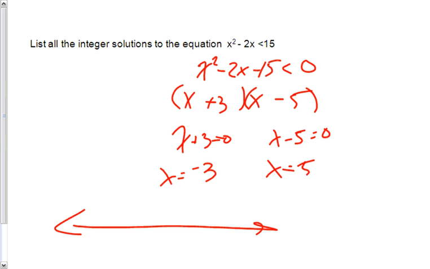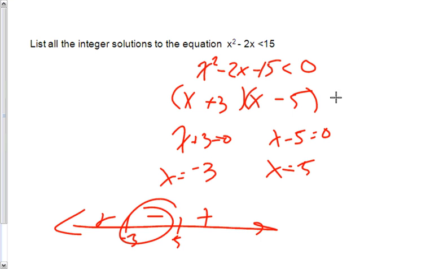Sign chart, yes, we still need to do it. Negative 3, 5. Test 0. Does 0 work? 0 minus 0, minus 15, minus. Try 10. 10 squared is 100, minus 20, minus 15, that's positive. Negative 10 squared is positive, and that's positive. Now that outranks it, it's positive there. So this is the range we need, all right?